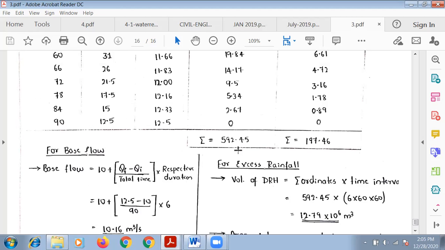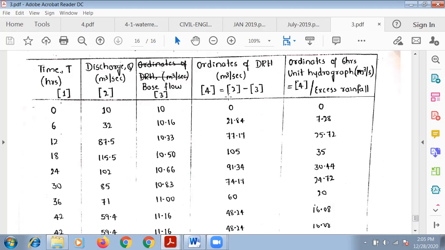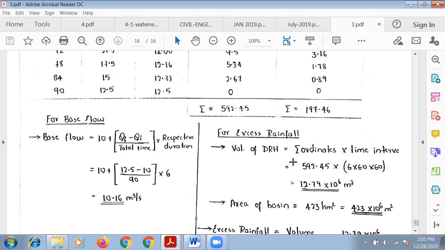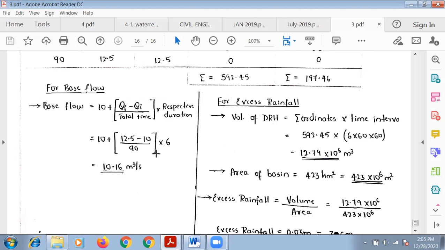Now again you can see here the unit of this is meter cube per second. So meter cube per second into second. So second will cancel. We are left with only meter cube. So it is 592.45 into 6 into 60 into 60. So this is the volume of the direct runoff.